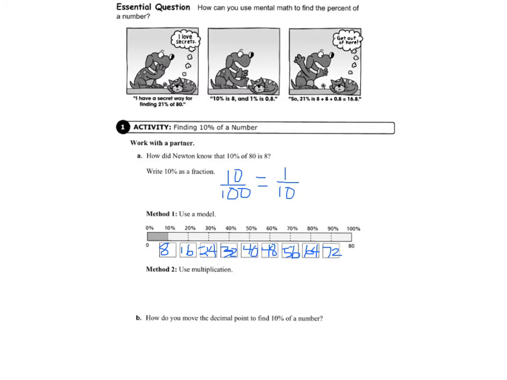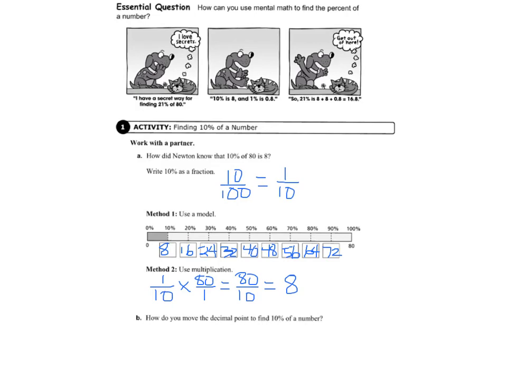And then method 2, which is probably the way you're going to end up doing this most of the time, is to use multiplication. 1/10 times 80 over 1, because 80 is a whole number, equals 80/10. And when you simplify that, that equals 8.